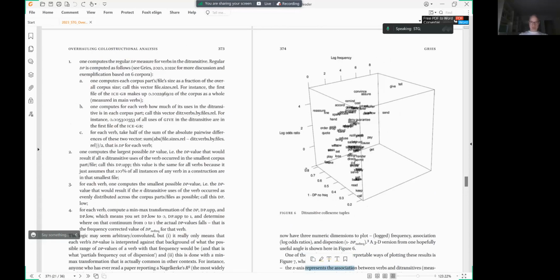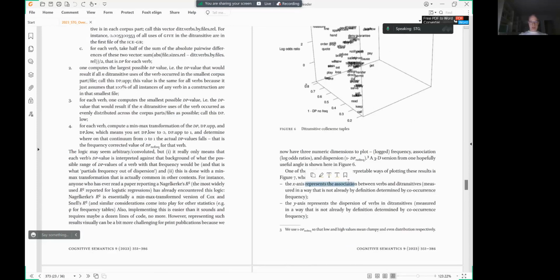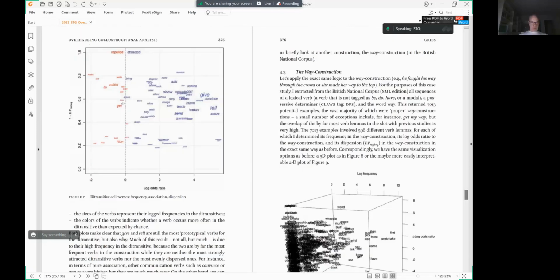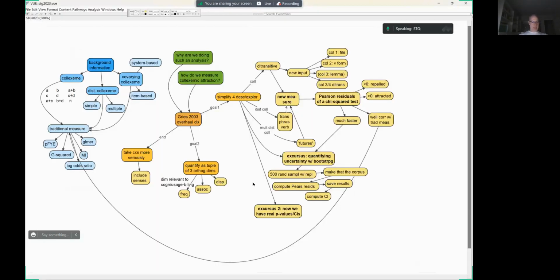And so we have this 3D plot for this, but we also have this maybe easier to understand different plot for this, where frequency is the word size, right? So give and tell are printed with the largest font. Association is here and dispersion is here. And so the idea obviously seems to be that we compute all of these things at the same time and then plot them.